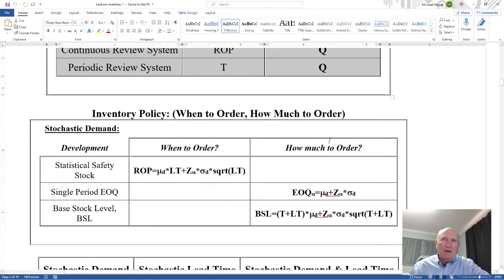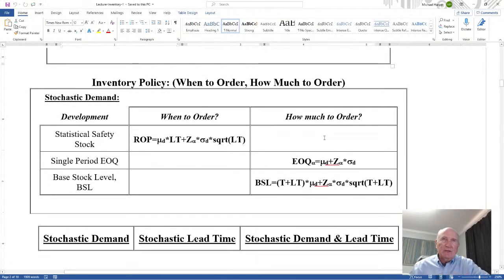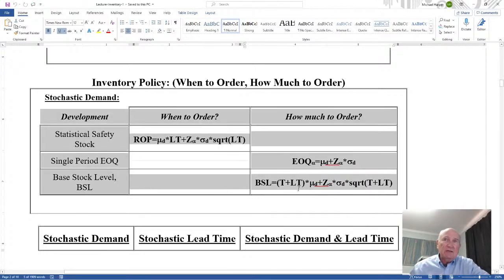Now, a follow-up, an extension, would be stochastic demand, or stochastic lead time, or stochastic demand and lead time. So the idea here is, what if the demand and the lead time are not constant? What if it's a random variable? Then how does it change? We're not going to cover that in this course, but this is where the theory is extended to.